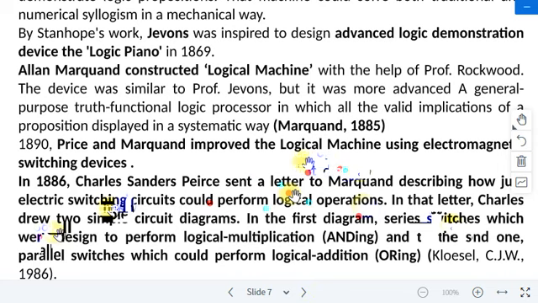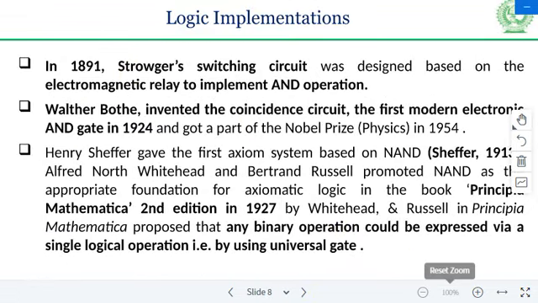Now look at the 1891 Strowger switching circuit. You know that this switching circuit is used in the traditional telephone system, and this switch is basically used for manual switching operation. Okay, so based on the design of electromagnetic relay to implement the AND operation.